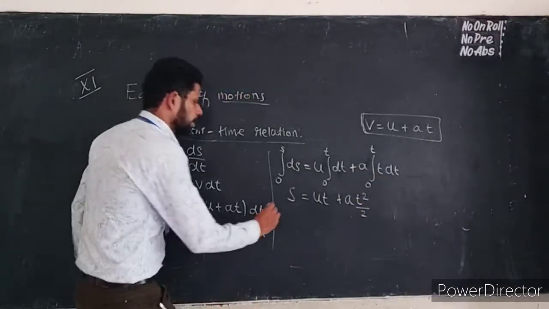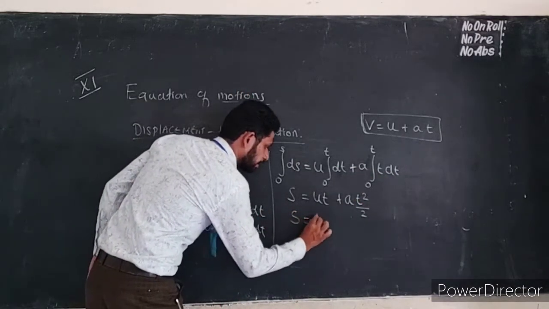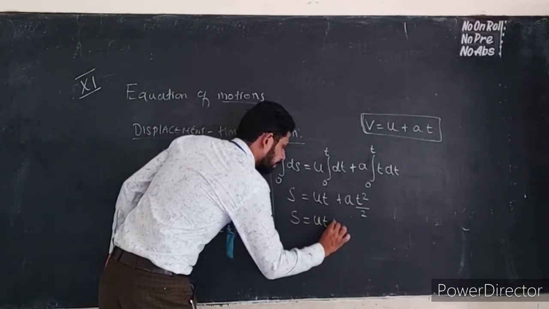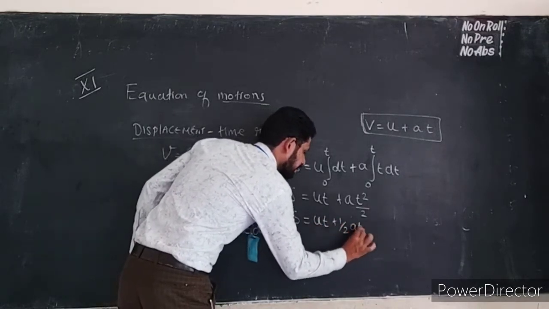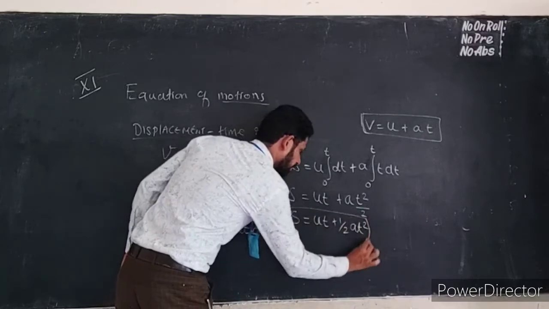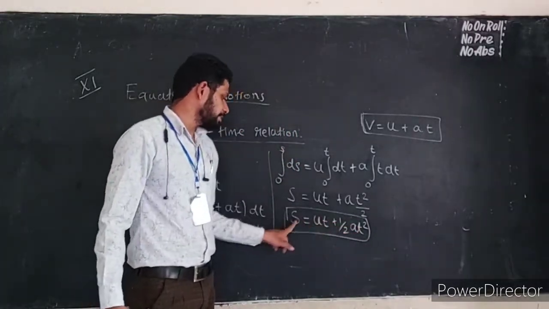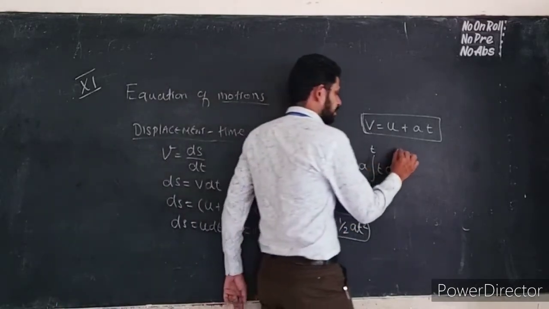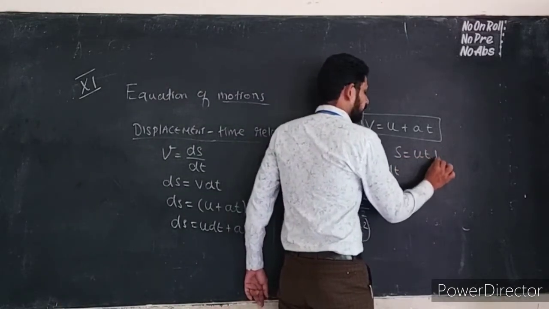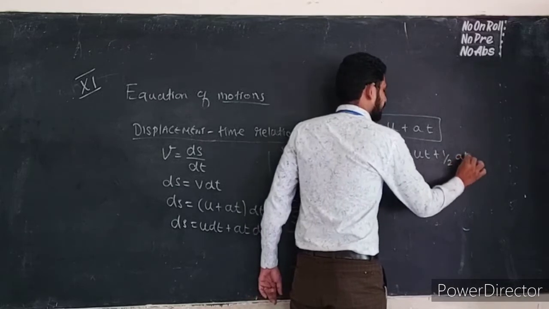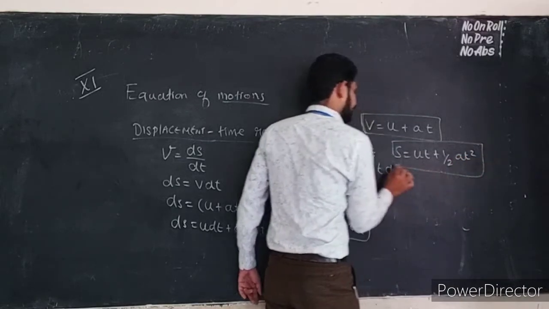Okay, t squared by 2. So then the equation will become s equal to ut plus half at squared. This is a relation between displacement and time. So the second equation is s equal to ut plus half at squared.